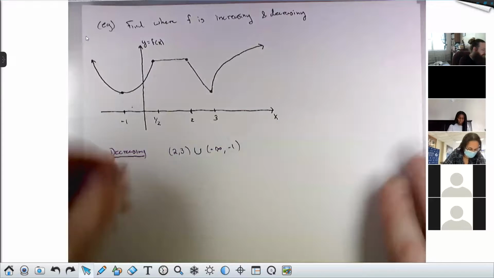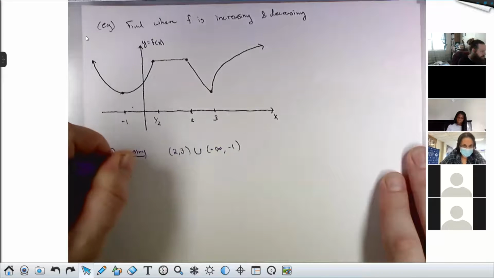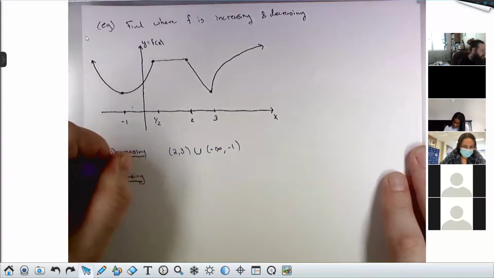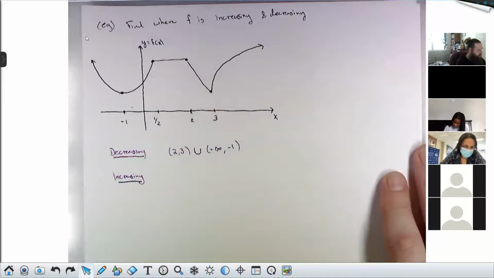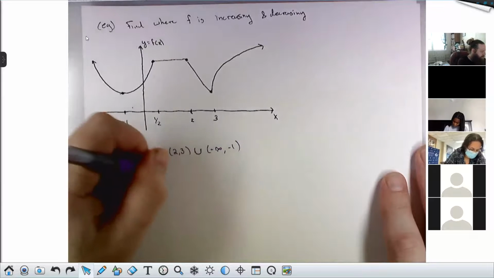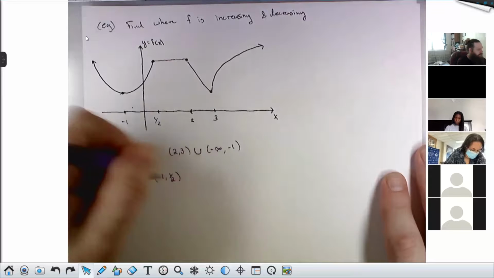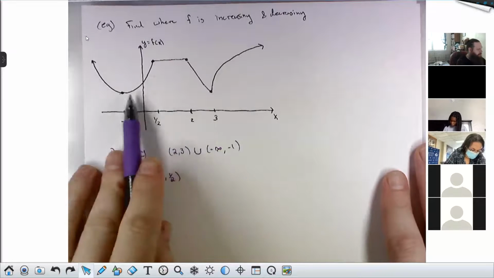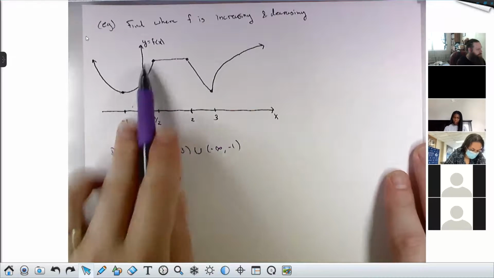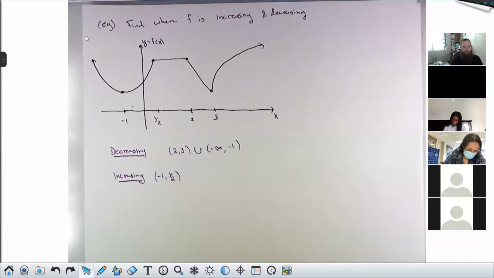Okay, what about increasing? -1 to 1/2. Very good. Open interval from -1 to 1/2, everywhere in here, we're definitely going uphill. Where else? 3 to infinity. Very good, right over here. So increasing can kind of look like two things. It can look like this shape here, or like this shape here.